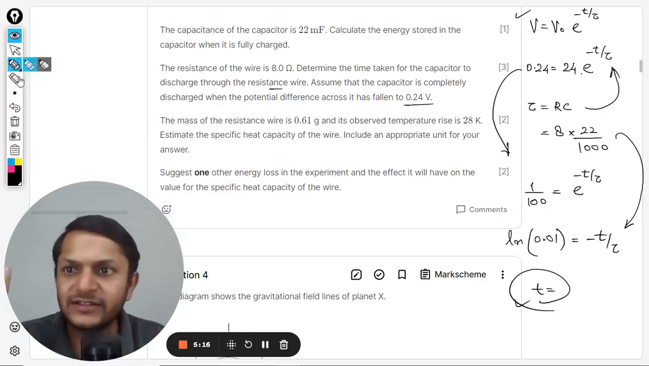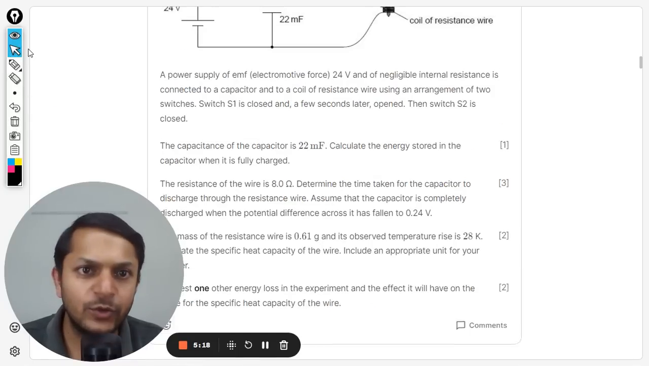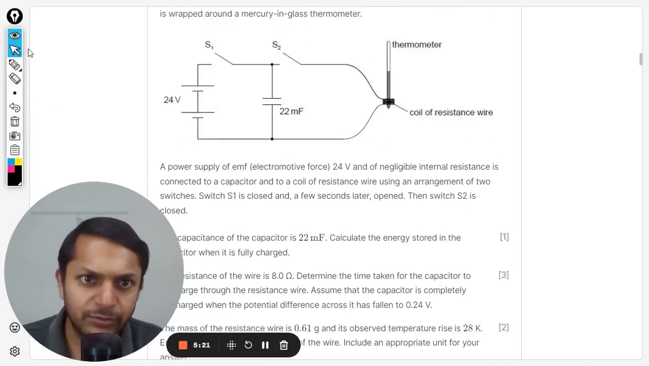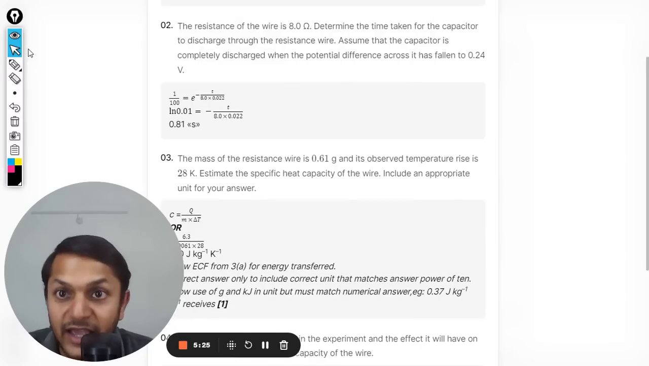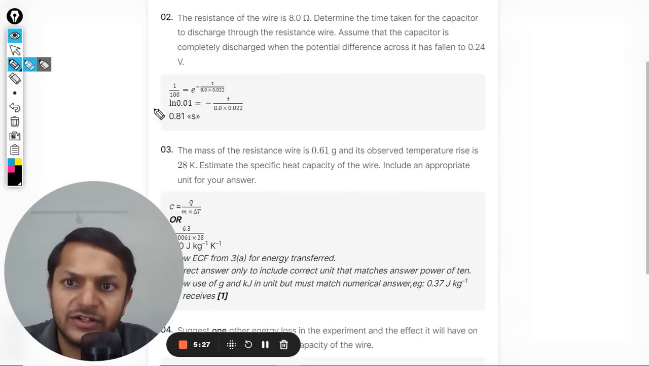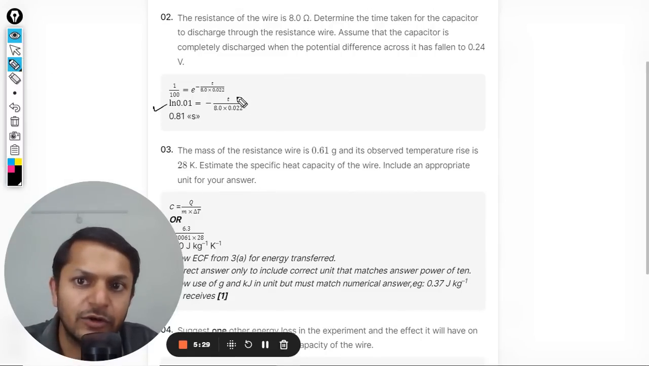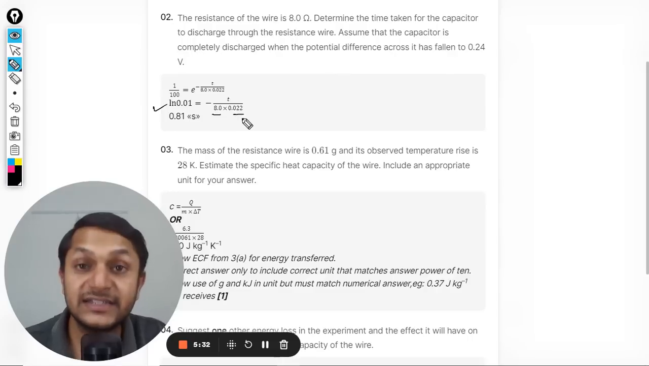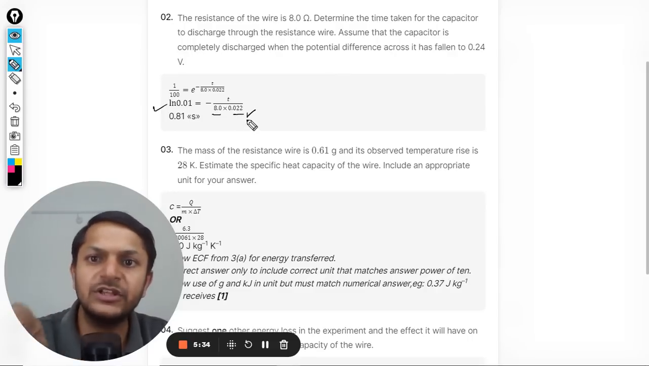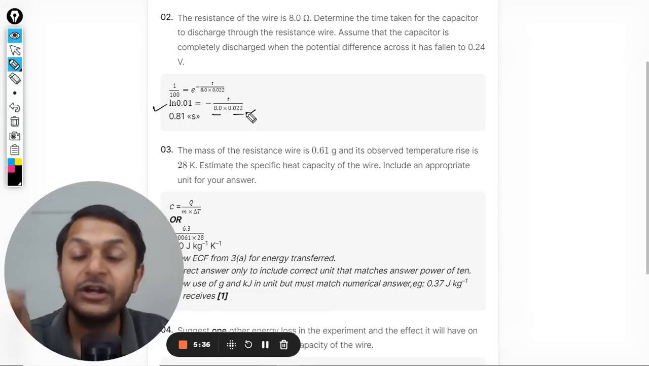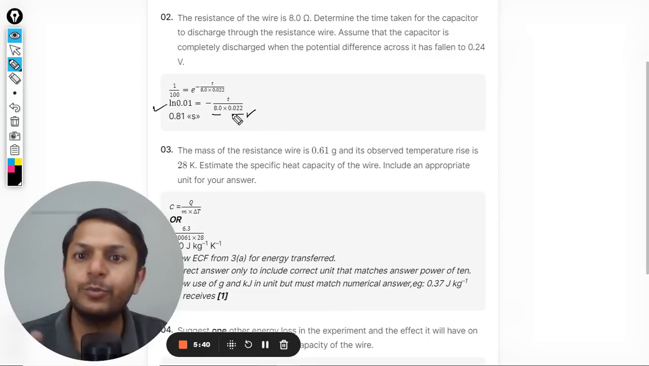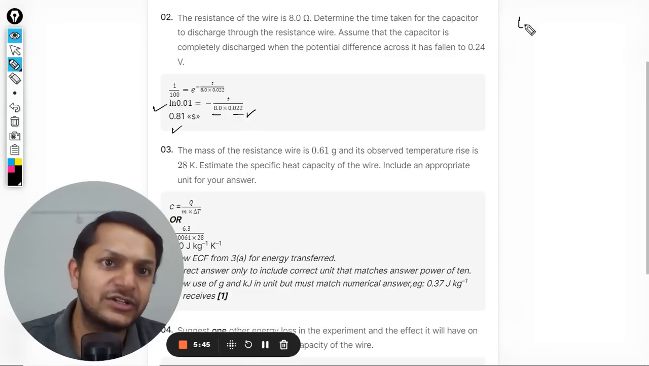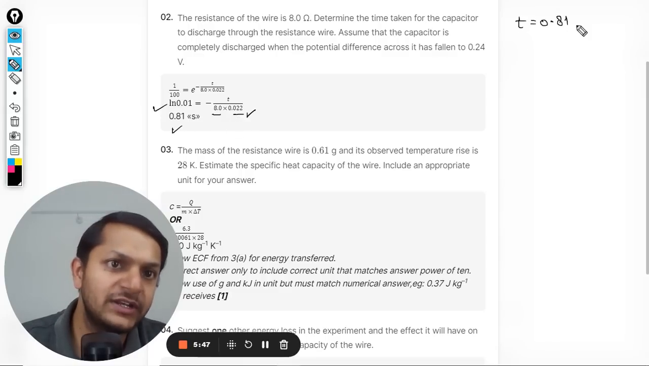Is it okay? Let us now see in the mark scheme what they are doing. This is question number 2. Yes, even they have done the same thing. You see, 1 by 100, so ln 0.01 equals minus t divided by RC. Now they are substituting the value of the capacitance in the correct manner. In the earlier one, question number 1, there was a typing error. Clearly you see it is 0.022. So 0.81 seconds. So the time taken is 0.81 second.